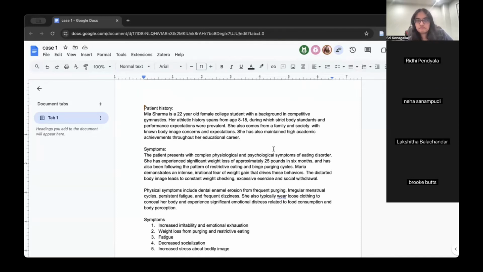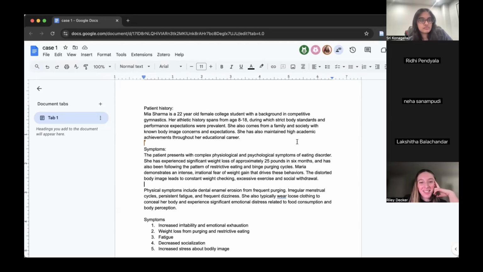Yeah, some of the symptoms we talked about were purging, where she intentionally made herself throw up. We talked about her losing her period because of hormone imbalances, and her having enamel degeneration because of the purging, and the dizziness because she wasn't getting enough food.